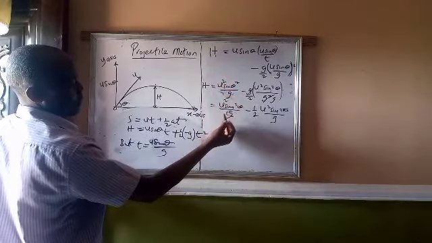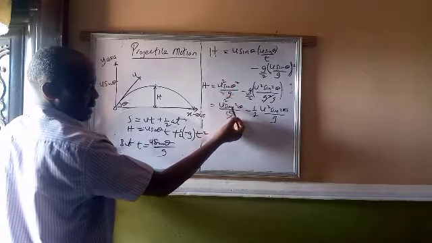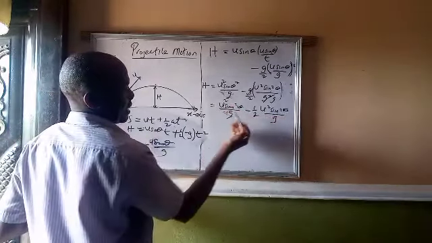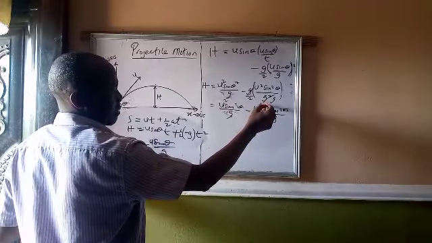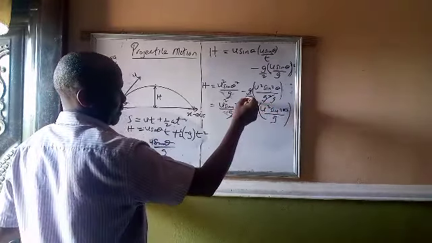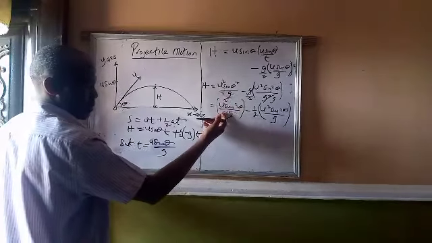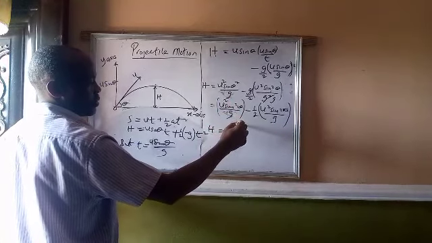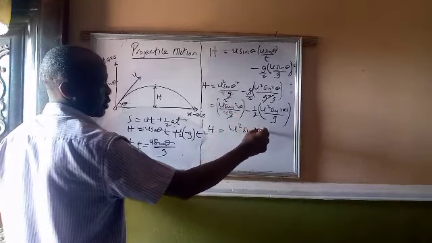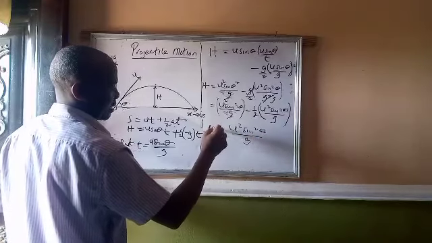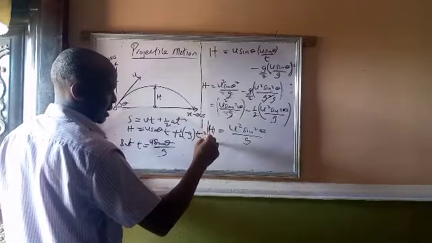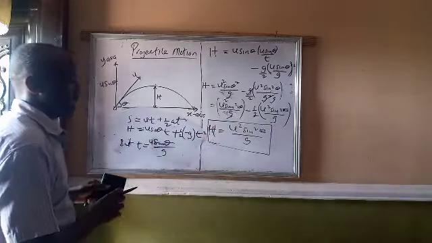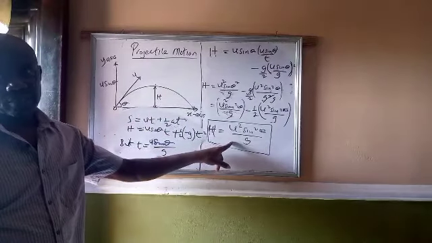So if you look at it closely, you see that this is u square sine square theta minus half u square sine square theta. These are the same terms. So it's as if you are subtracting from a whole number half of it. So you are going to have finally h equals u square sine square theta divided by g. What I'm now highlighting gives us the formula for the maximum height reached by the object.